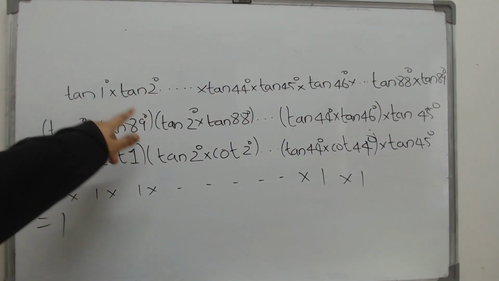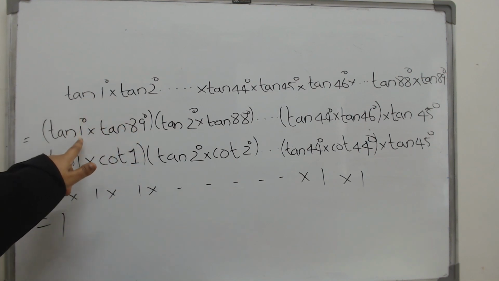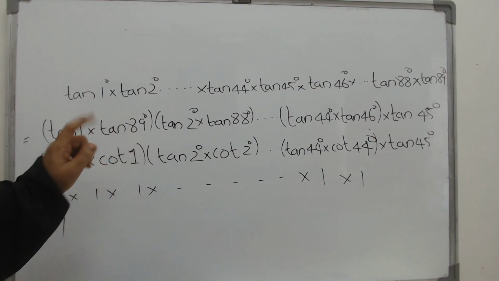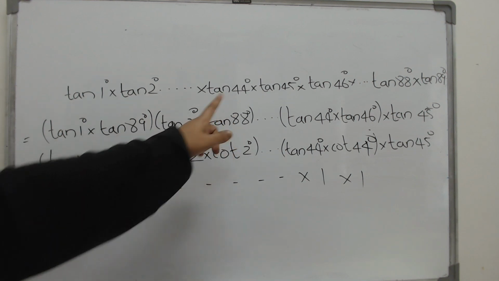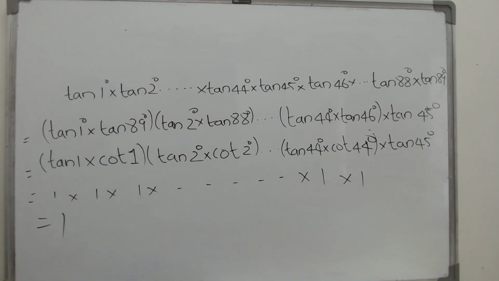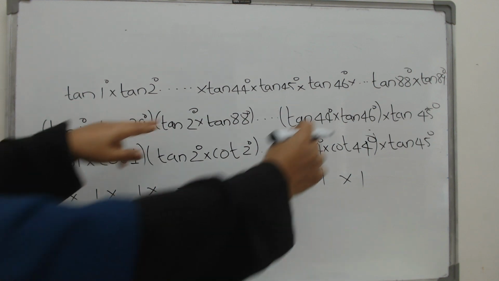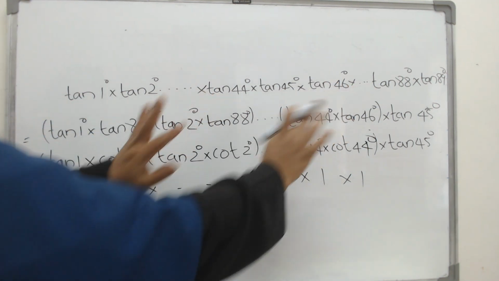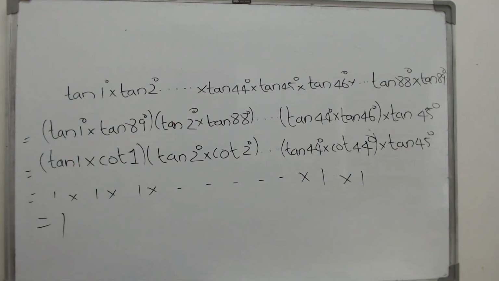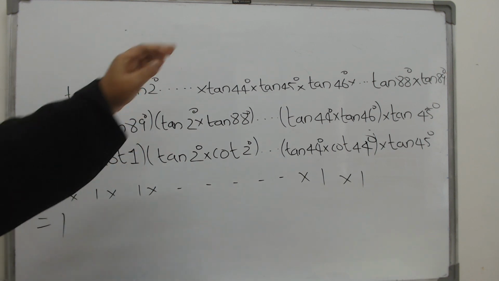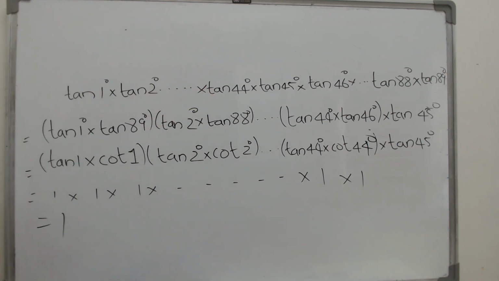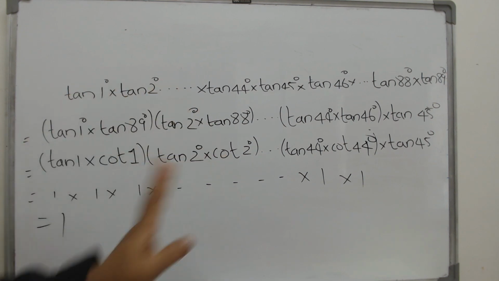So that we get complementary angles. So you see here 1 and 89, add, you will get 90, 2 and 88, add and you will get 90, and this will go on till you come to 44 and 46. It stops there. Then what do you have? You just have a poor old tan 45 there all alone. So you write it down.